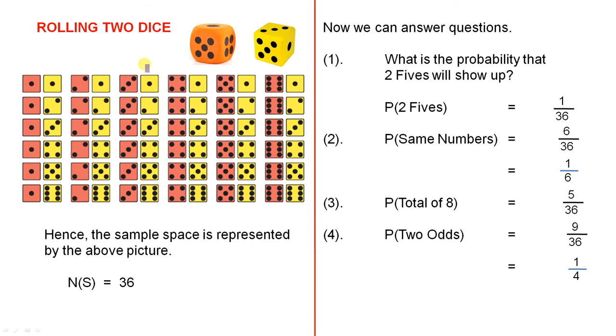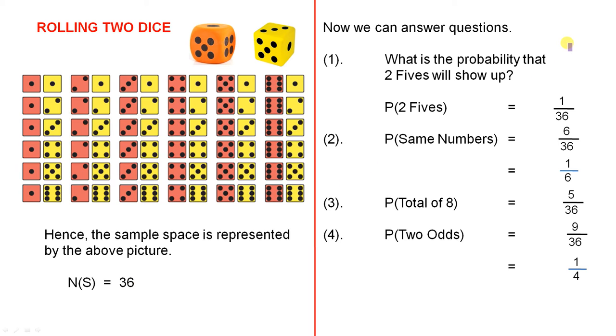Now let's look at the situation where we roll 2 dice, so we have an orange one and a yellow one. We roll the 2 dice. So here are all the possibilities. If I just do a few, we can have a 1 on the orange and a 1 on the yellow, a 2 on the orange and a 1 on the yellow, a 3 on the orange and a 1 on the yellow. And we go all the way through and we see that there are 36 possibilities. So that is the sample space. They're all the possible things that can happen, and there are 36 in the sample space.